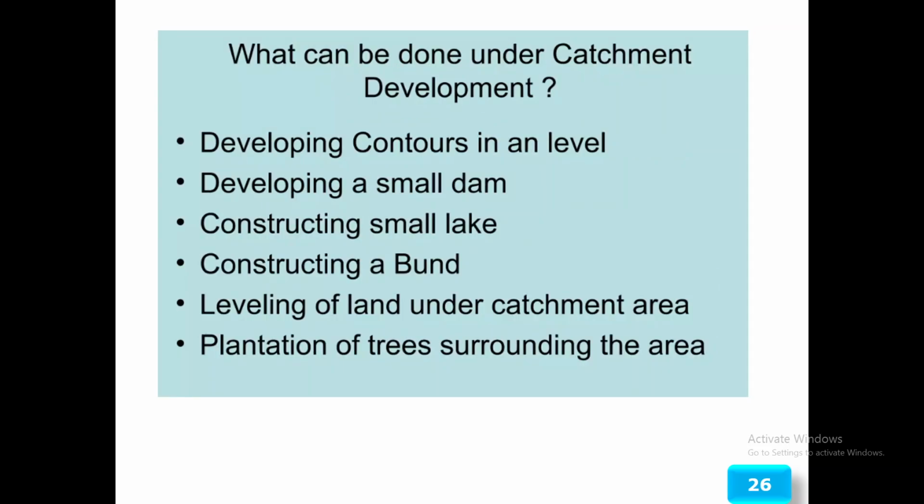So what can be done under catchment development? Developing contours on level, developing a small dam, constructing a small lake, constructing a bund, leveling of land under the catchment area, and plantation of trees surrounding the area.